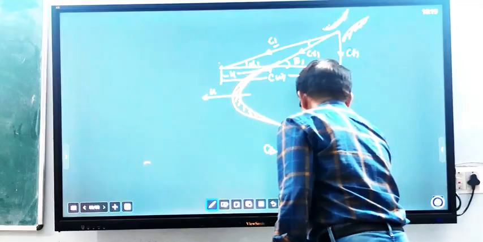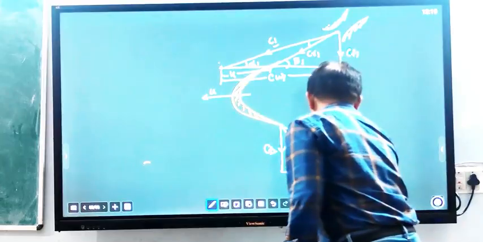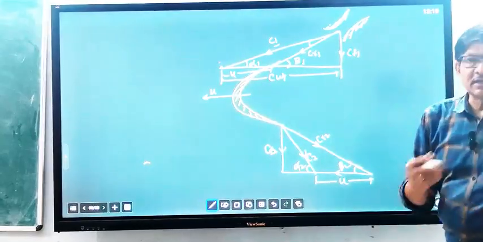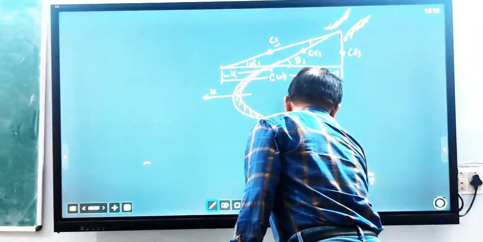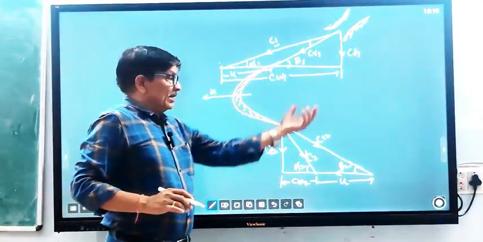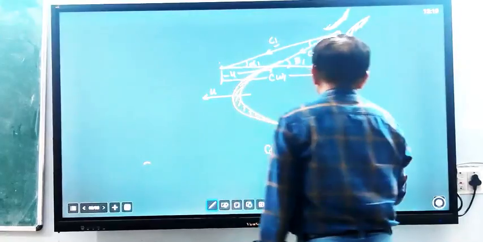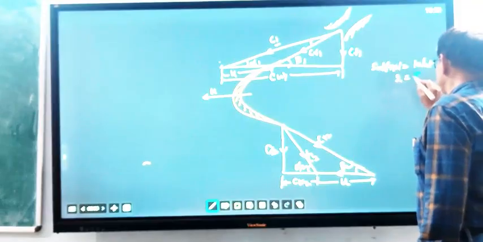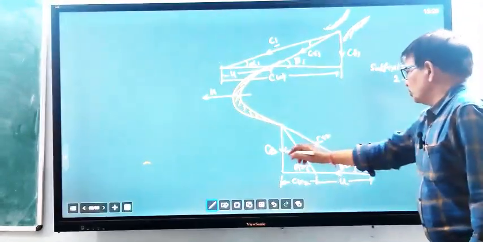This is C2, this angle is alpha 2, and this angle is beta 2, and here this one is U, the blade velocity, linear blade velocity, or rotor linear velocity, and this one will be equal to CW2. All components we have shown here in the inlet velocity triangle and outlet velocity triangle. Suffix 1 stands for inlet, and suffix 2 for exit condition. All parameters are similar, you can see CF1 equal to CF2.